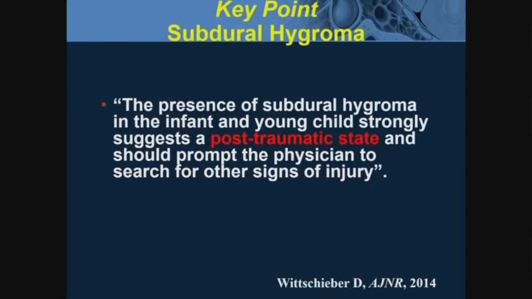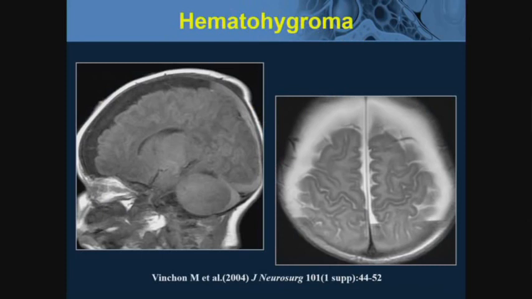So the key point here, and this is an AJNR article that appeared just a year ago, and I recommend it to you: the presence of a subdural hygroma, CSF, positive beta trace protein, in the infant and young child strongly suggests a post-traumatic state. It doesn't happen by itself, in other words, and should prompt the physician to search for other signs of injury. So we now know that finding a subdural hygroma in an infant or young child is an alert sign to look for other signs of trauma.